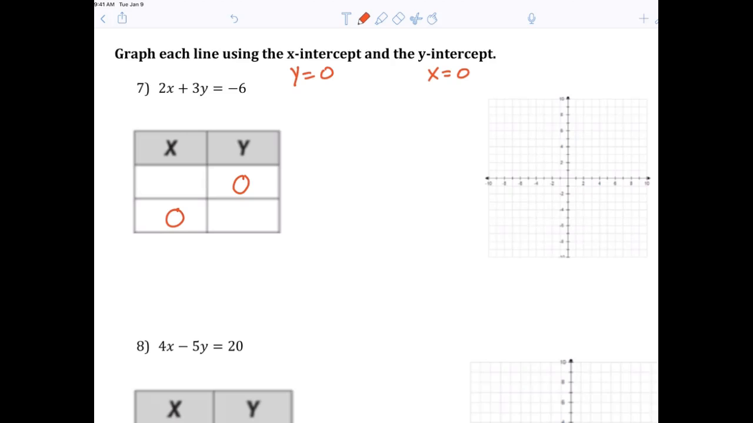Now remember, I'm plugging 0 in for y, so that's going to be 2x plus 0 equals negative 6. Yes, so x equals negative 3. So negative 3.